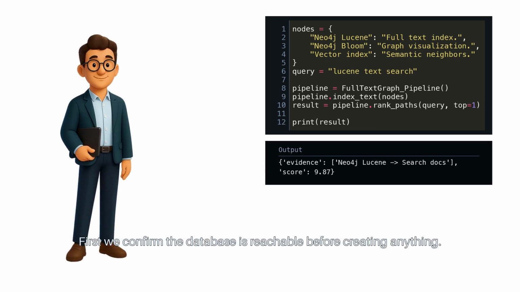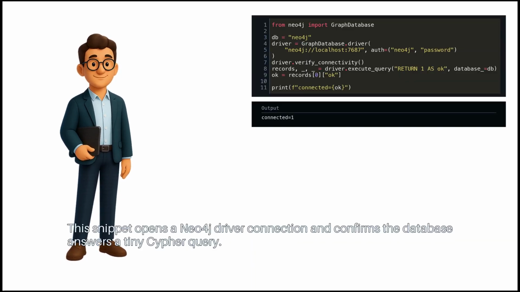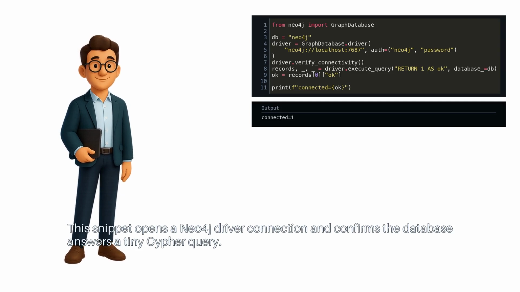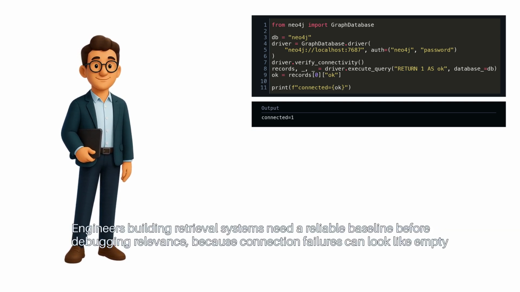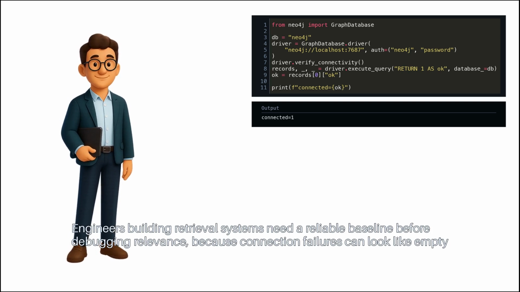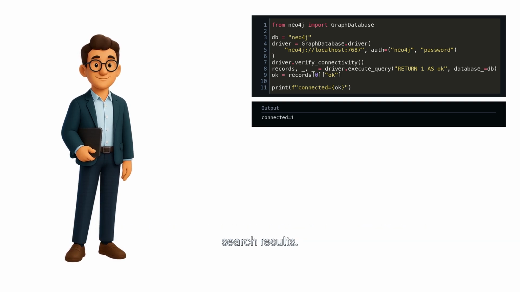First, we confirm the database is reachable before creating anything. This snippet opens a Neo4j driver connection and confirms the database answers a tiny Cypher query. Engineers building retrieval systems need a reliable baseline before debugging relevance, because connection failures can look like empty search results.